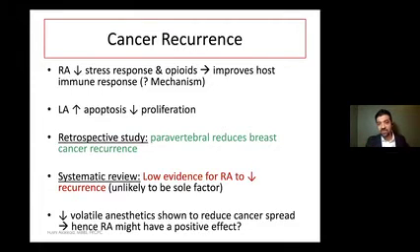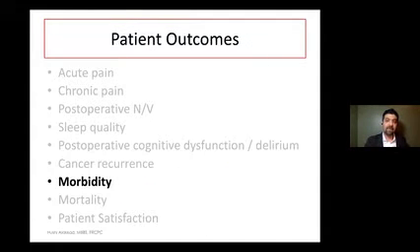One of the issues that could have a role is that volatile anesthetics actually act similar to opioids, and they could reduce the immune response. So when we use regional anesthesia, we avoid using a volatile anesthetic. So which one is the cause of this reduction in cancer recurrence? So overall, it's good, regional anesthesia.